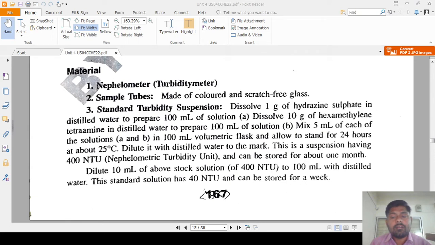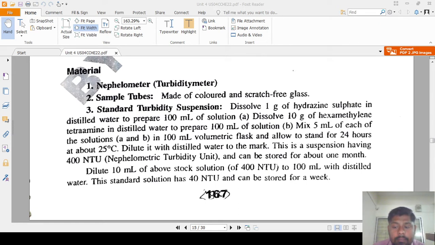What happened here? Each 5 ml of each of the solutions, that means A and B, are mixed in a 100 ml volumetric flask and allowed to stand for 24 hours at 25 degrees Celsius. Then dilute this solution with distilled water up to the mark. This is a suspension having 400 nephelometric turbidity units. Okay, that is our standard solution.